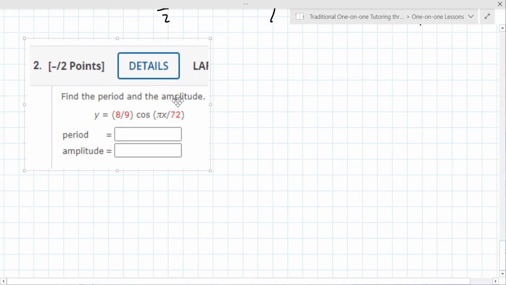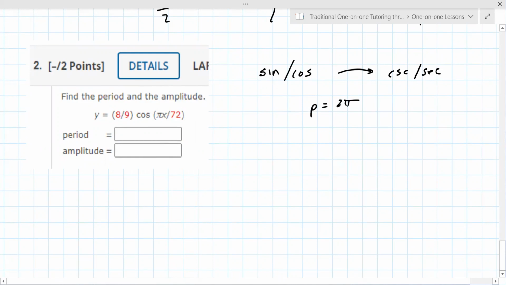Okay. So Niko, you sent this question over. Find the period and the amplitude. If you haven't seen this in class, sine, cosine, and, as related, cosecant and secant, all have period 2 pi over b. Tangent and cotangent have period pi over b. You have to know that they're not the same. This one's a little different.